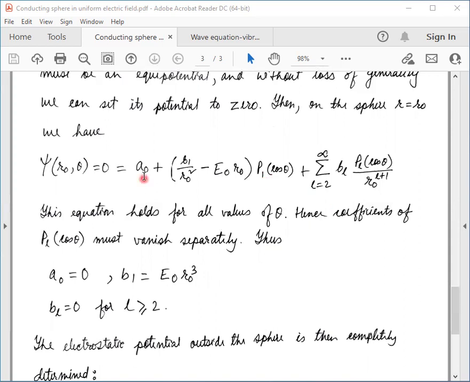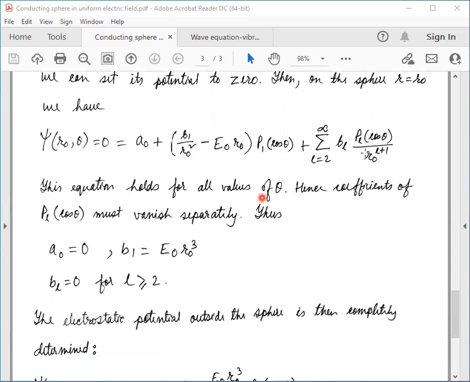Thus, A0 is equal to 0. This should also be equal to 0. That means B1 by R0 square is equal to E0 R0, so B1 is equal to E0 R0 cube. And then all these other terms are 0. B_L is equal to 0 for L greater than or equal to 2.